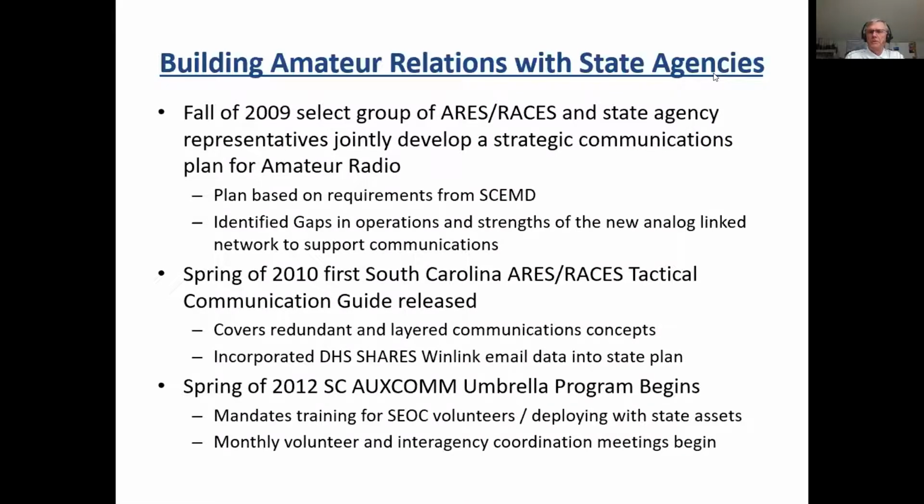So once the strategic plan was done, in 2010, ARES RACES came out with the first South Carolina ARES RACES Tactical Communications Guide. This applied to all our field volunteers. It discussed redundant and layered communications concepts. It incorporated the DHS SHARES WinLink email data into the state plan. And it provided how local, regional, and statewide networks would be used during emergencies and how we could fall back to VHF or HF simplex if necessary.